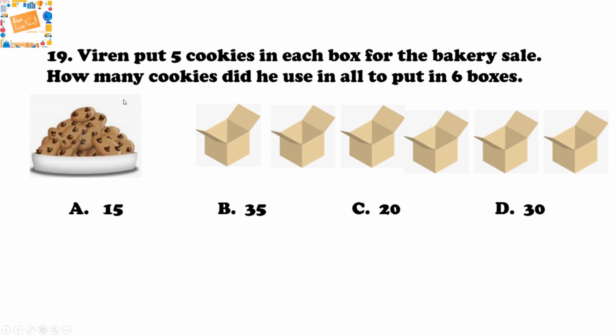Next question. Viren puts 5 cookies in each box for the bakery sale. How many cookies did he use in all to put in 6 boxes? Is it option A 15, option B 35, option C 20 or option D 30? Well, this is an arithmetic problem. Use your thinking caps and start solving.